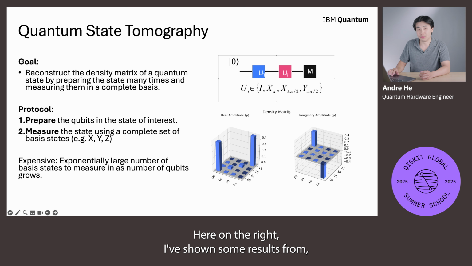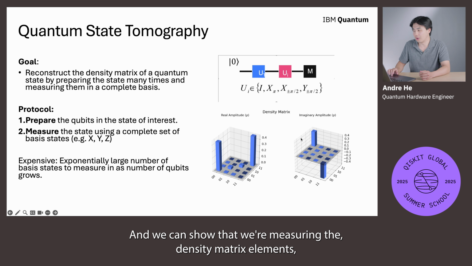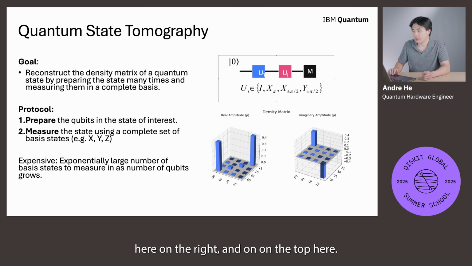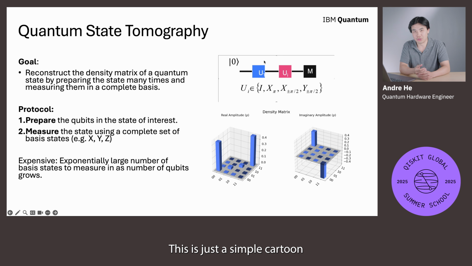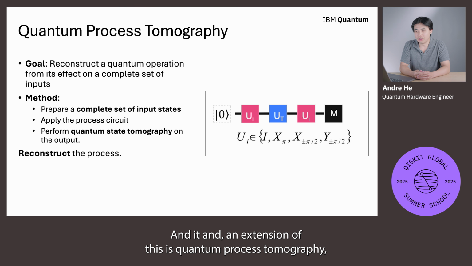Here on the right, I've shown some results from a quantum state tomography experiment using Qiskit, and we can show that we're measuring the density matrix elements here on the right. And on the top here, this is just a simple cartoon sketch of the circuit diagram for a quantum state tomography experiment.